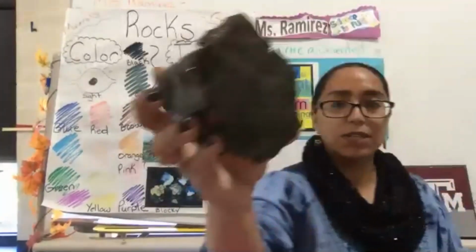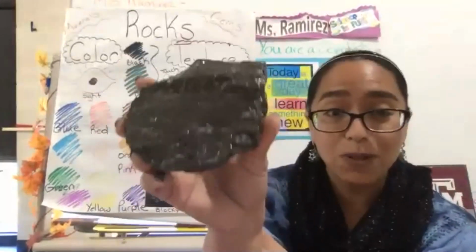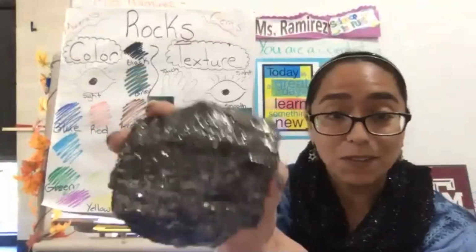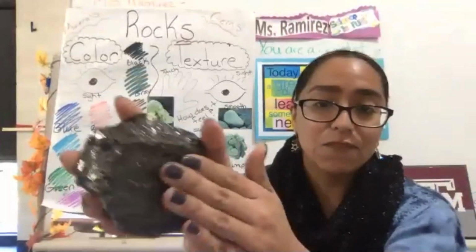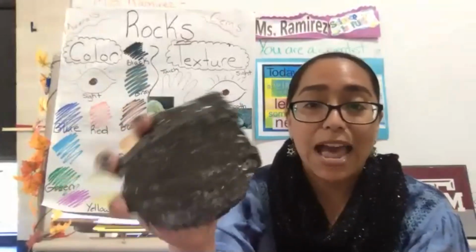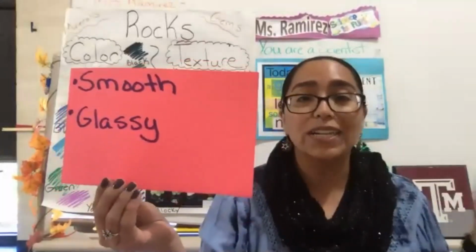Another one is this one here. This one is a rather big rock, but it is super light. So that's really weird. So just because it's big doesn't mean it's going to feel heavy. And when I touch it, it feels really smooth, almost glassy. So if you were to touch a glass bottle, that's what it feels like. And it's this rich, dark black color, and it also shines in the light. So we can describe some rocks as smooth or glassy.